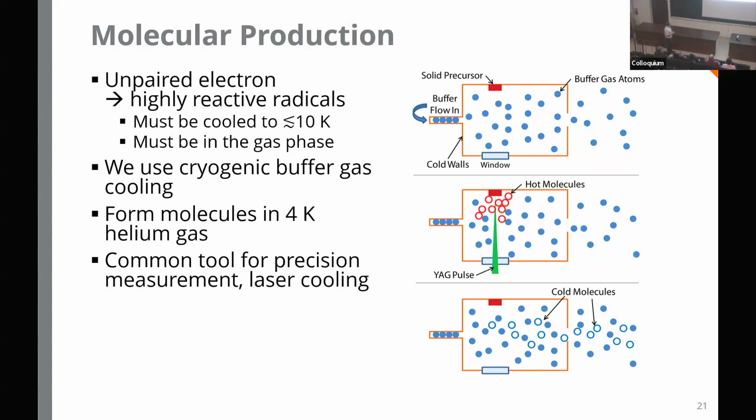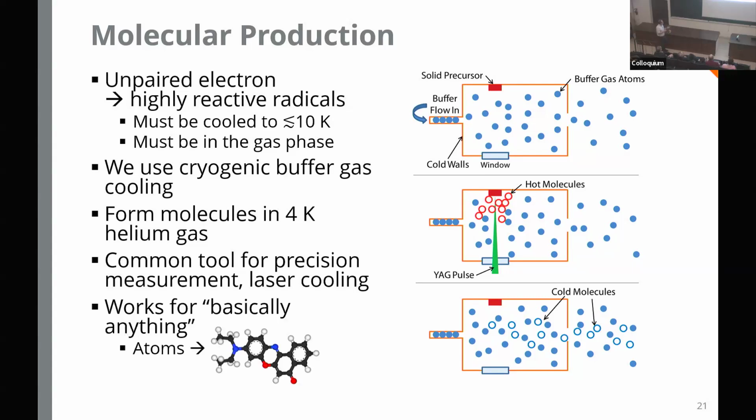They're then cooled by colliding with this cryogenic helium. They don't react with the helium, and then you can study them directly in this gas cell, or you can form a beam out of them to send them to some other detector or measurement device. This is a common tool these days for molecular precision measurement and laser cooling experiments. And it's nice because it works for basically anything. It works on atoms. It also works on even large molecules, like whatever that is, and everything in between.